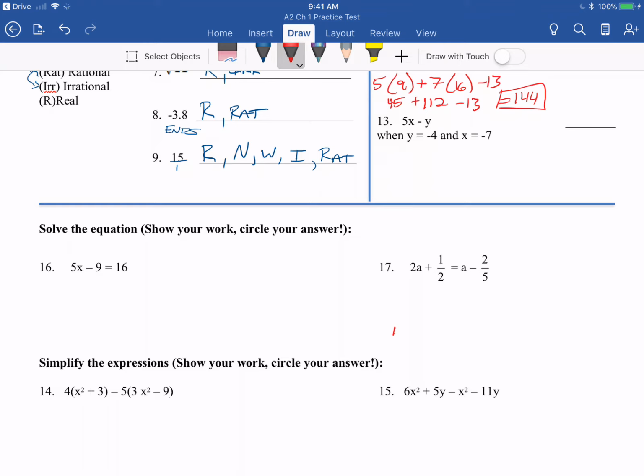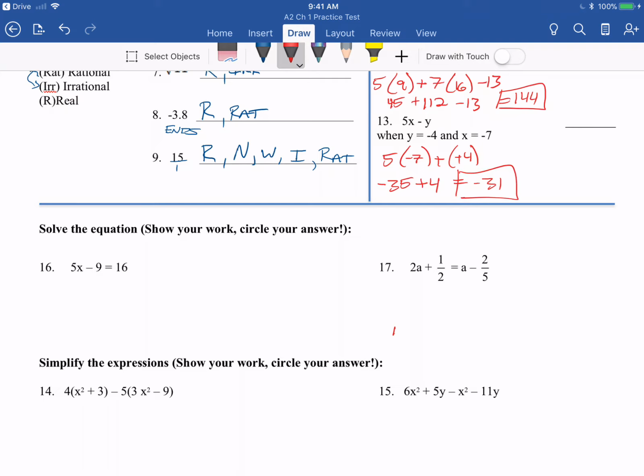Alrighty, awesome. So now, hey, plug these guys in here. I'm going to have 5 times negative 7 minus a negative 4 here. Okay, that tricky part is minus the negative. Make sure you make those both into pluses. Ding dong, cross slash. Negative 35 plus 4, and negative 35 plus 4 is negative 31.